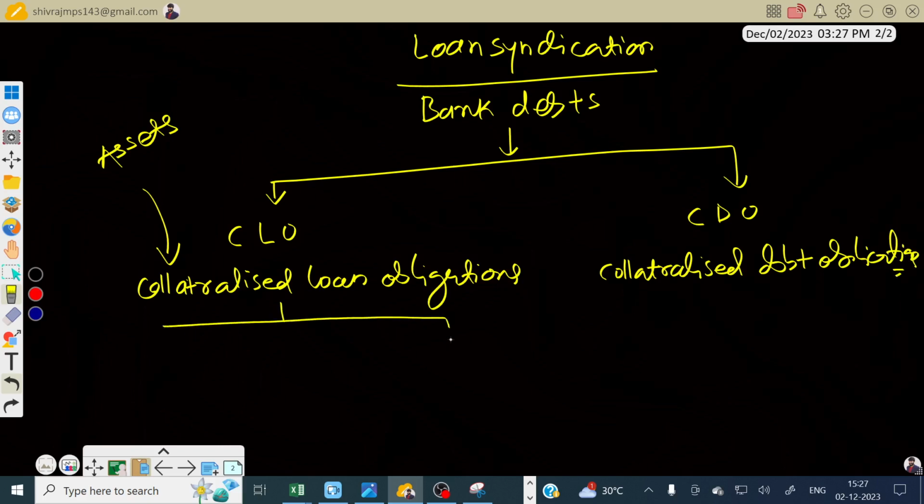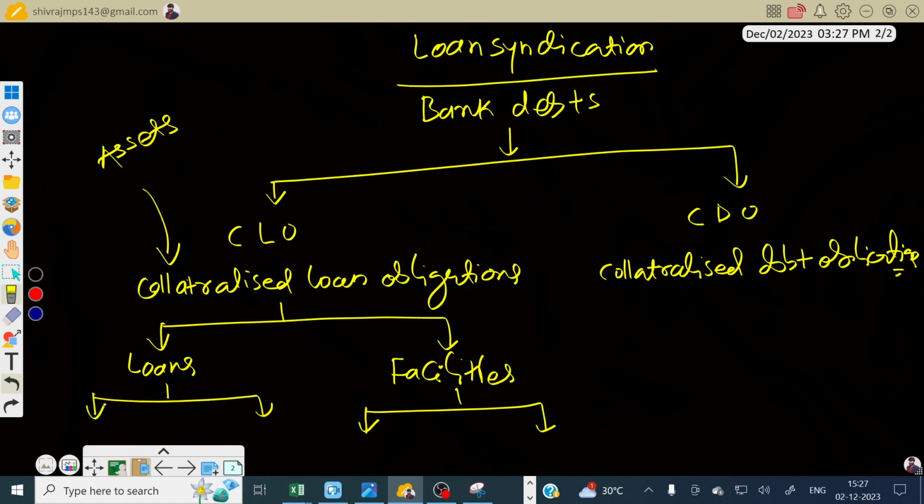Under CLO, you would see different types of loans and facilities. What is the difference between loans and facilities? Facilities means it's like a credit card or credit line. Loans means directly disbursing the funding. Under loans, you would see short term and long term business loans. And under facilities, you would see term loan facility, as I said, revolver credit or a DDL. DDL means delayed drawn term loan facility. Alright, you would see others as well with more customization features.